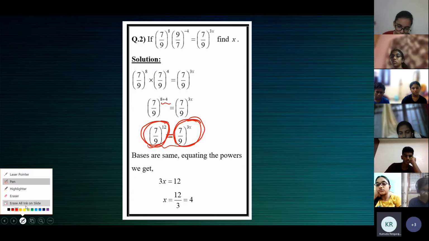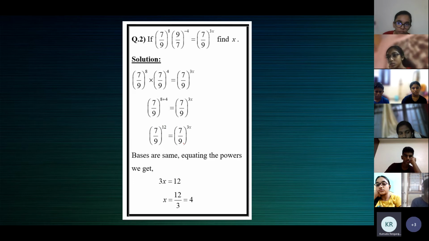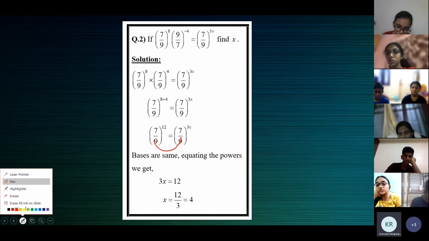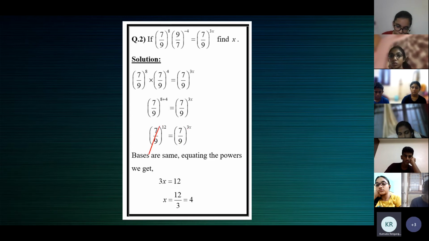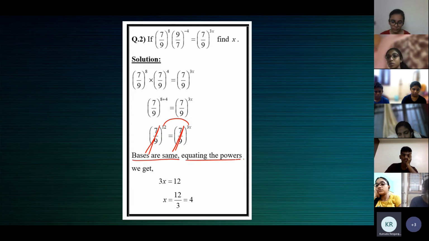At this stage, when you come across something like this, look at the bases: 7 by 9, 7 by 9. The bases are the same, so you can ignore the bases. Don't cancel them, they don't get cancelled. I'm just cancelling it so that you understand. You should not cancel, children. So equate the powers. 3x is equal to 12. We say bases are the same on both sides. Equating the powers, we get 3x is equal to 12, x is equal to 12 by 3, x is equal to 4.